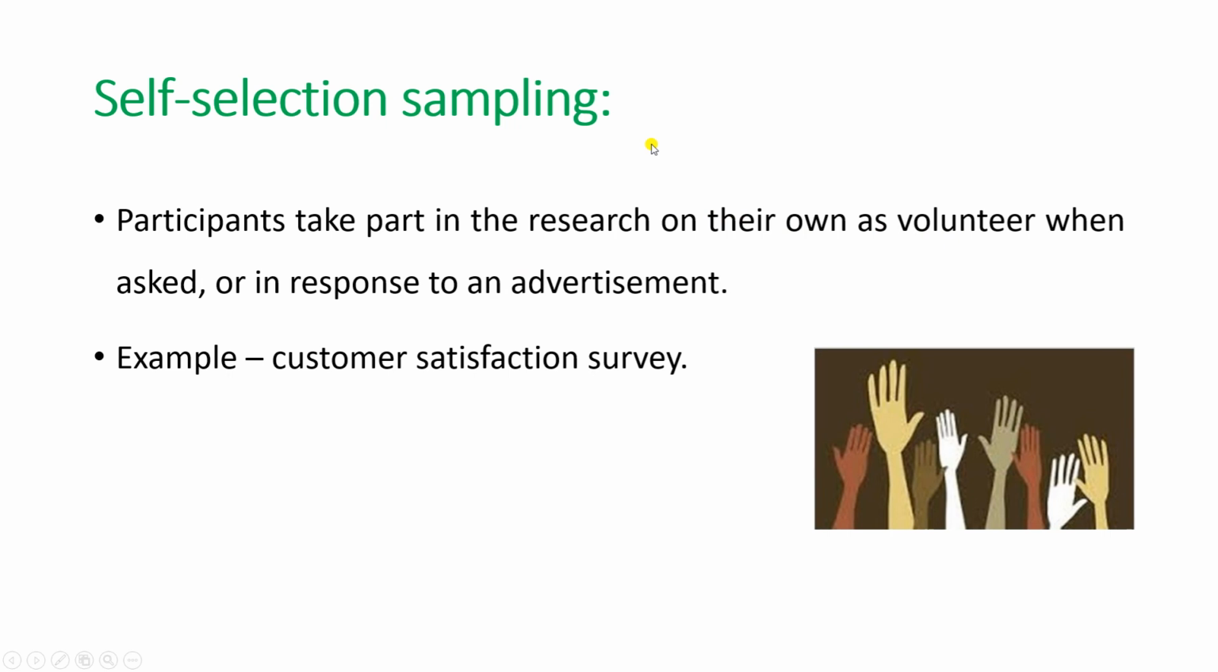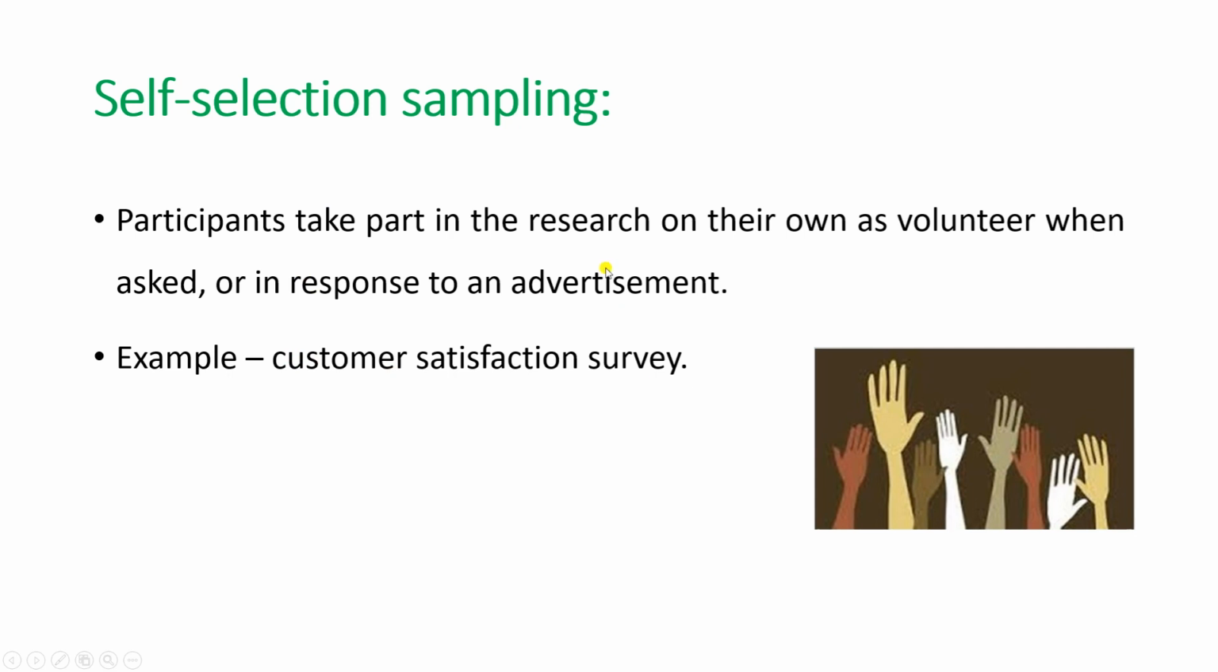Another is self-selection sampling. For example, a customer satisfaction survey. Participants take part in the research on their own as volunteers when asked. So suppose we have made a new device that detects blood sugar. You know there is a glucometer available. I have made a new glucometer device. So how do I know whether the customers are satisfied or not?